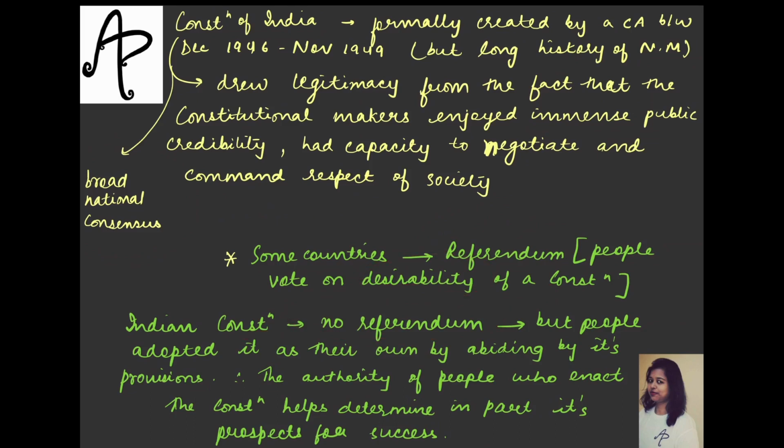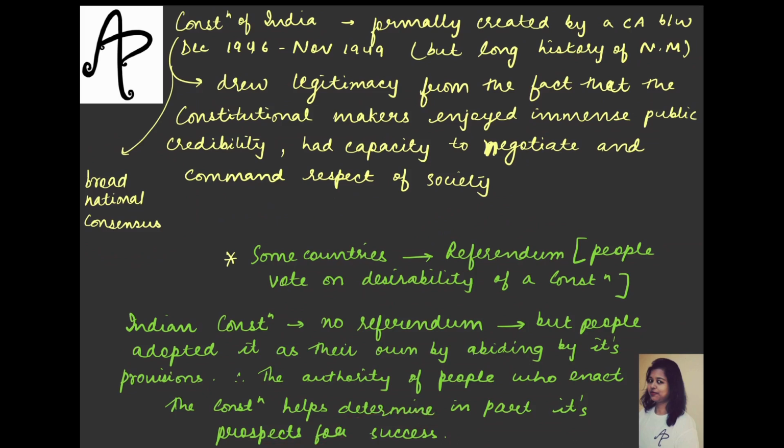No referendum took place. But still the people adopted it, not only formally, but adopted it as their own. Why? Because they were abiding by the provisions of the constitution. And why would they abide? Because they had that trust, that faith in the constitutional makers, that these leaders will not let us down. These leaders will take care of our freedom, our respect, our dignity, justice, etc. And the authority of the people who enact the constitution helps determine in part its prospect for success.